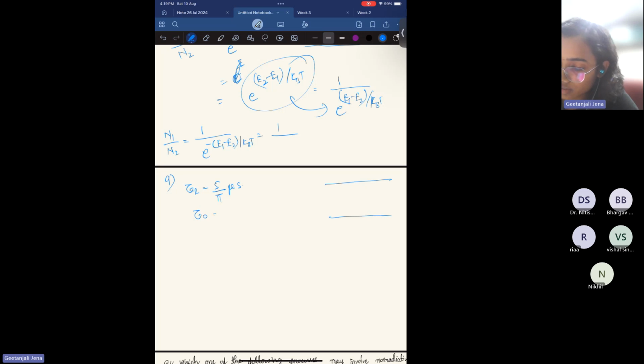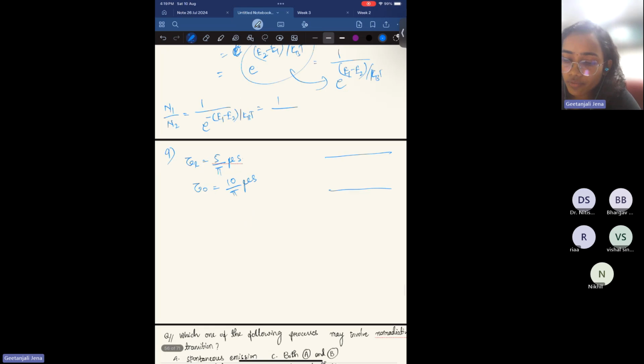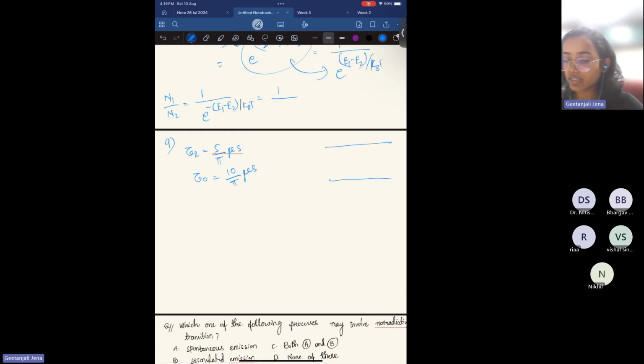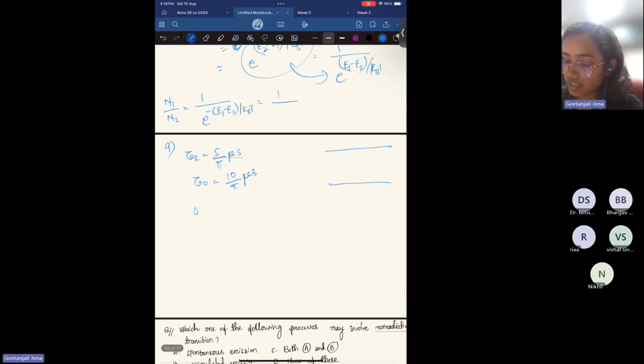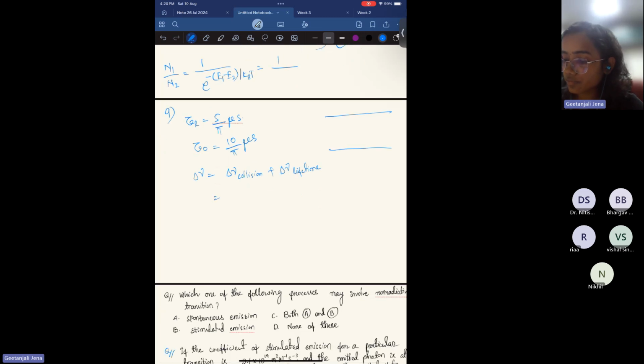So that means tau 0 is 10 by 5 microseconds. Then the total line width of the transition between two levels in terms of frequency. When there are two broadening mechanisms, you can write the total line broadening delta nu as delta nu collision plus delta nu lifetime. This is the final expression when you have more than one line broadening mechanism.